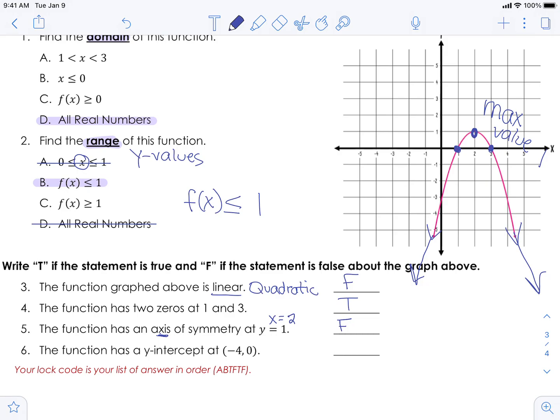Next one, the function has a y-intercept at -4, 0. It looks like it's crossing maybe closer to -3, but it's actually in the middle of that. So it's not crossing at that. And anyways, it's written like an x-intercept. Remember, y-intercepts are 0, y. And that's going to end up being a decimal because it's not crossing at a perfect, pretty little spot. So therefore, that is a false statement as well.